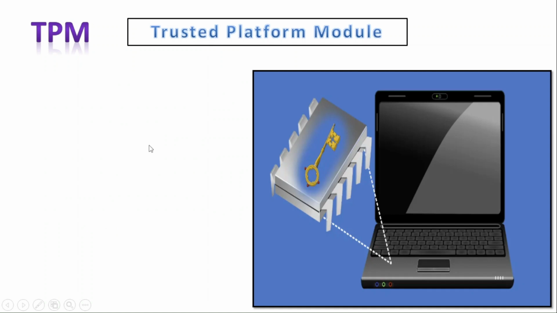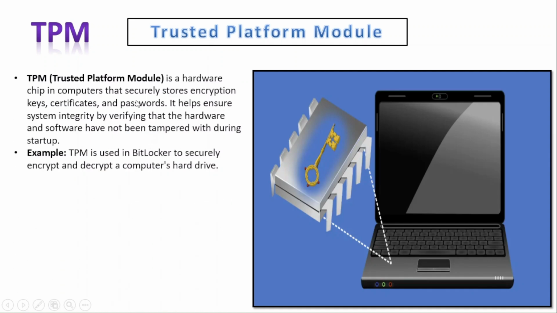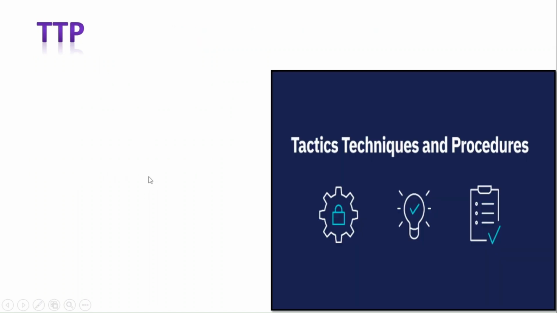TPM, or Trusted Platform Module. So TPM is a hardware chip in computers that securely stores encryption keys, certificates, and passwords. It helps ensure system integrity by verifying that the hardware and software have not been tampered with during startup. Example, TPM is used in BitLocker to securely encrypt and decrypt a computer's hard drive.